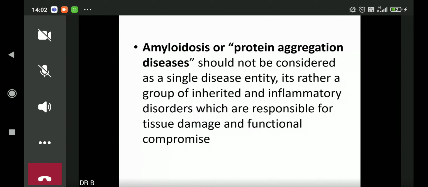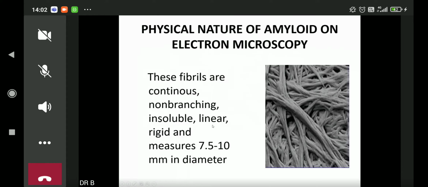So summarizing, amyloidosis or protein aggregation disease should not be considered as a single disease entity. Rather, it's a group of inherited and inflammatory disorders which are responsible for tissue damage and functional compromise. Now comes the important part. What is it composed of? What's the physical and chemical nature of amyloid?